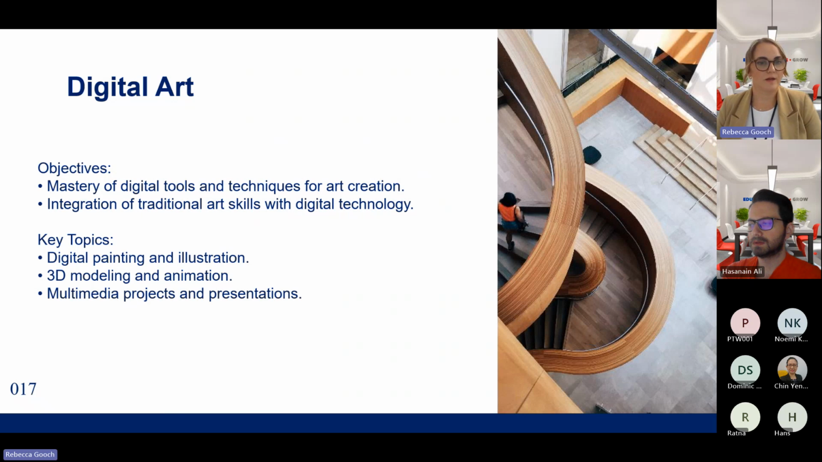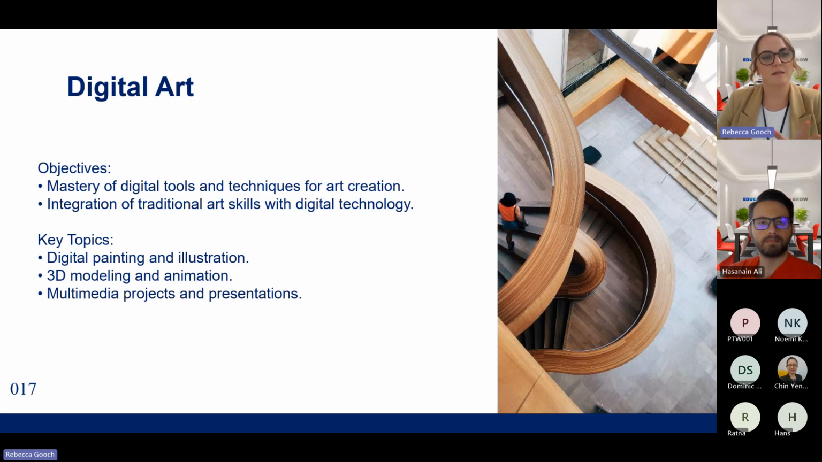And the final unit that we are going to move forward to now is the digital art unit. In terms of the objectives for digital art and what we want to produce, we looked at a mastery of digital tools and techniques for art creation, and integration of traditional art skills and digital technology. Some key topics that the learners will learn and apply are digital painting and illustration, 3D modeling and animation, and multimedia projects and presentations from there as well.